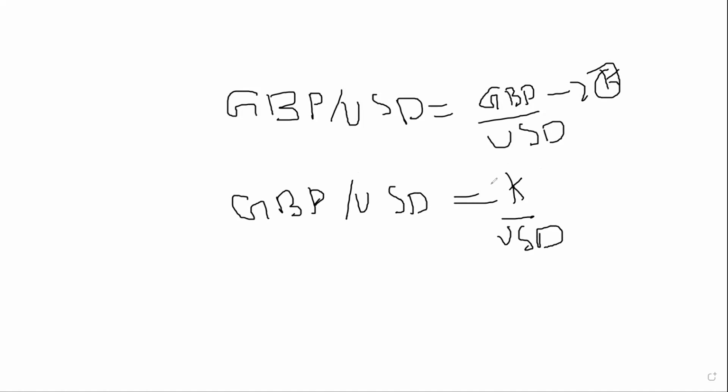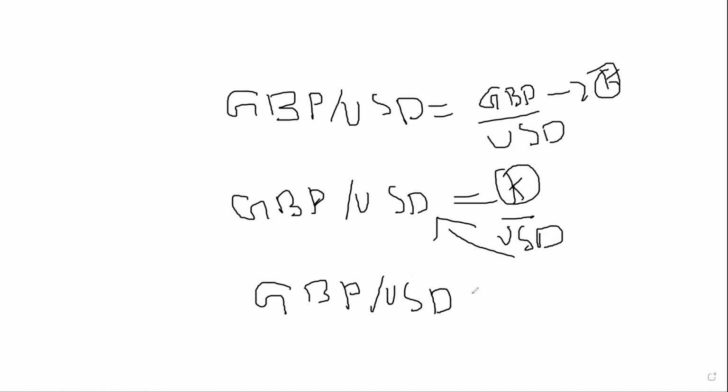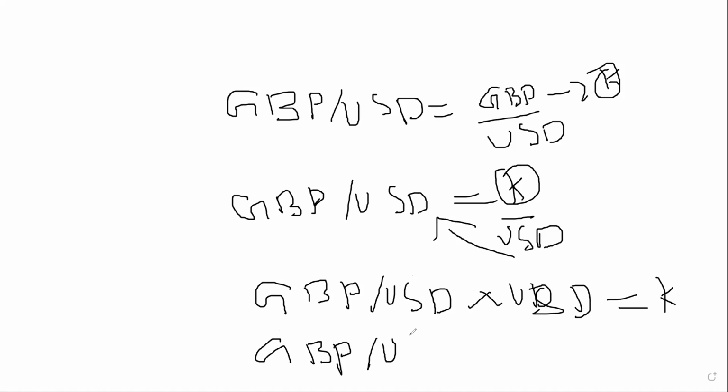Then obviously we have to make K the subject alone. So we move USD over here. GBP / US dollar, multiplied by US dollar, is equal to K, right? And then we say GBP / US dollar is inversely proportional to US dollar. Am I right? Do you know about this?